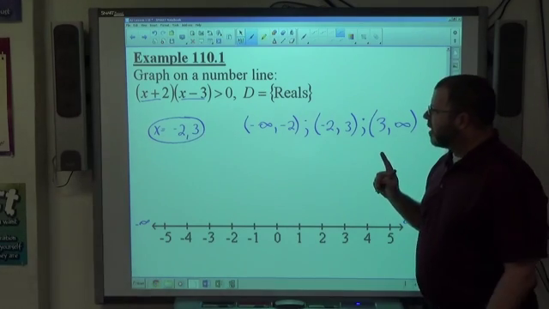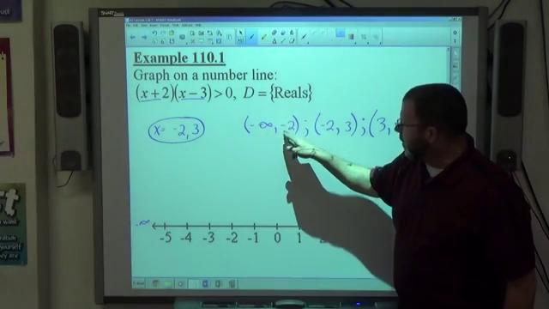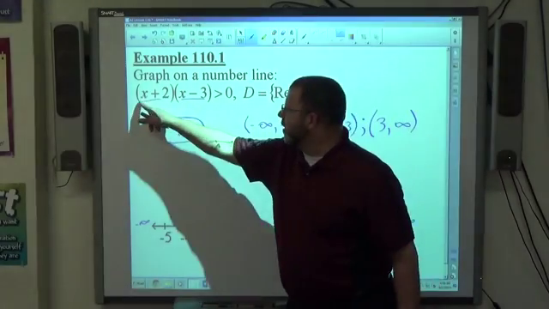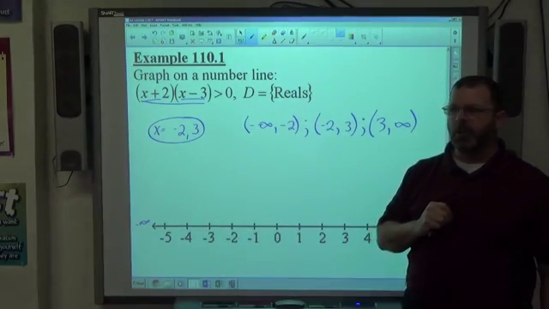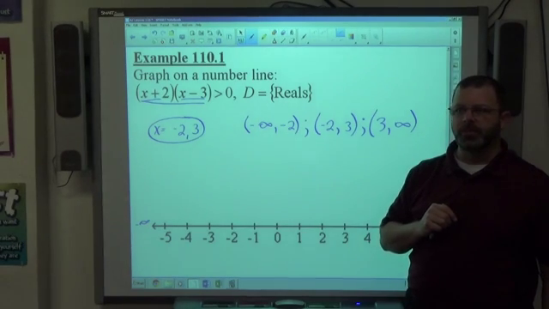And what I want to ask myself is, if I pick a number between here and here, will this product be greater than or less than 0? That's what I want to ask myself. What am I multiplying together? How many things? 2 things.